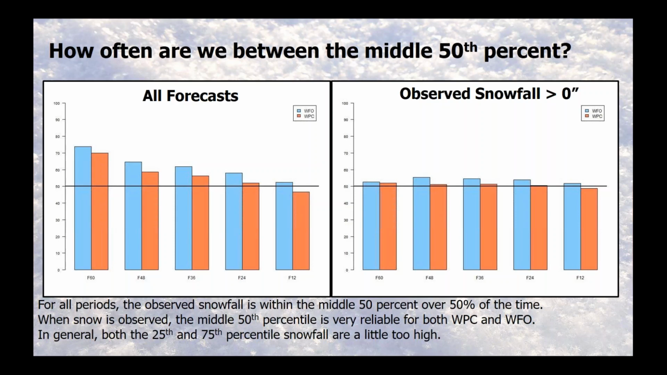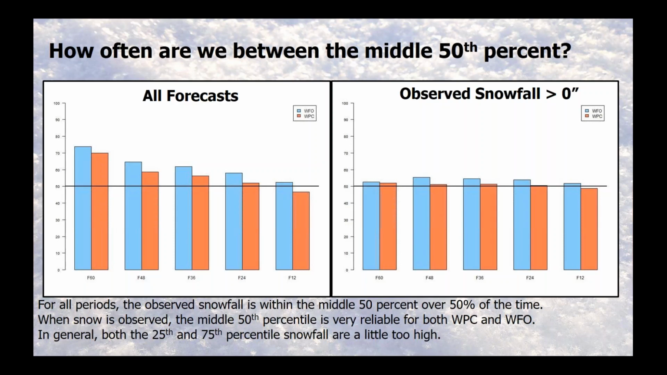What we can also do is remove all the zero snowfall forecasts. So we're taking out all the forecasts where the observation had 0 inches of snow. In other words, we're 100% sure there's going to be snow on this day, measurable snow. And when we take out those forecasts, then we find out that our ensemble is actually very reliable for that middle 50th percentile. It's hitting in there right around 50% of the time for all 5 periods.